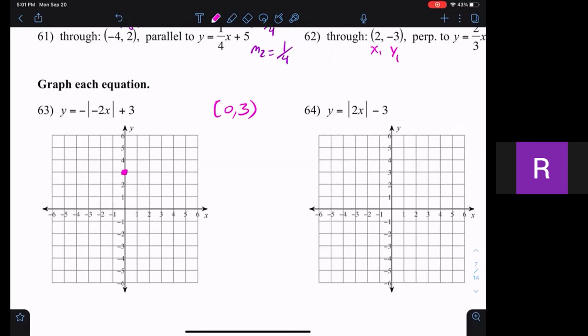At this point you can just put values, right? The slope is -2/1. So you can do 2, 1, 2, 1, 2, 1. Yeah, so this is the graph of this, right? The reflection.